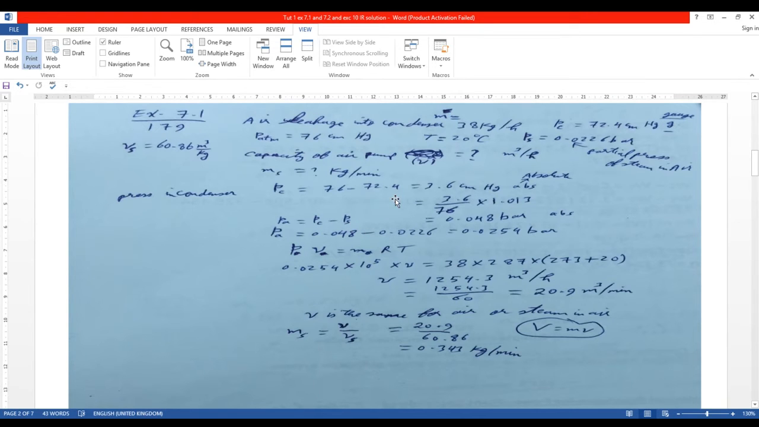PS already, as I said, you can take from the steam table, which is already given here in the question, and we can find it from the steam table at the saturation temperature 20 degrees centigrade. So PS, we know it.